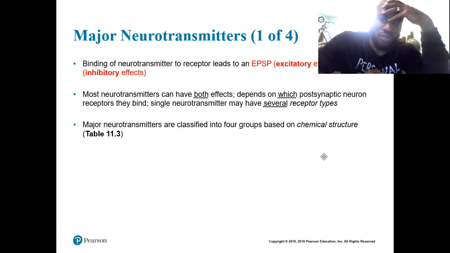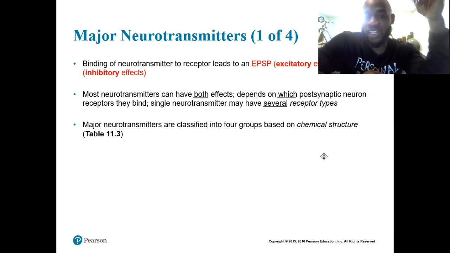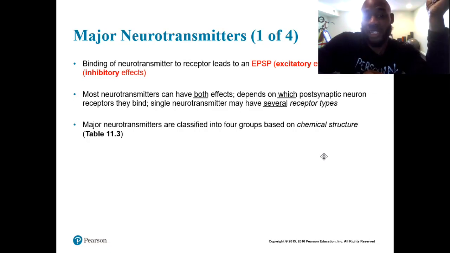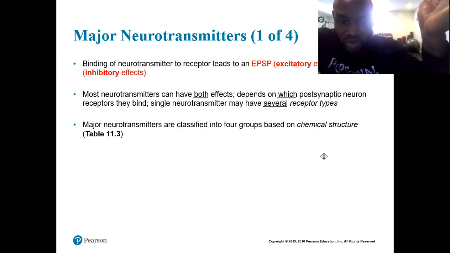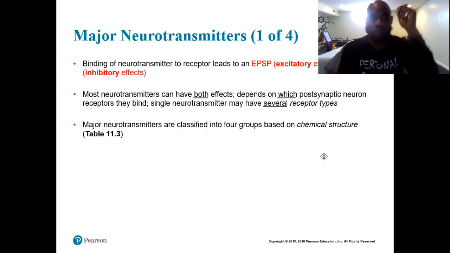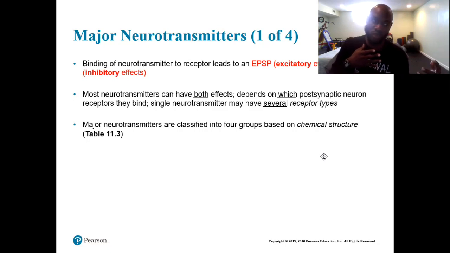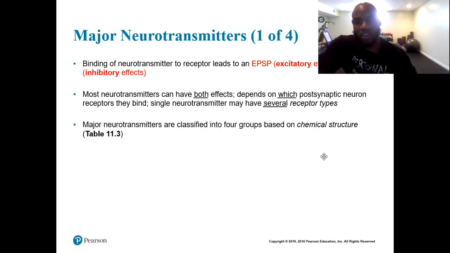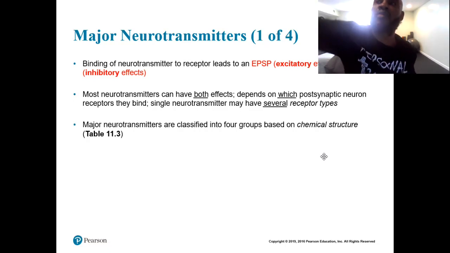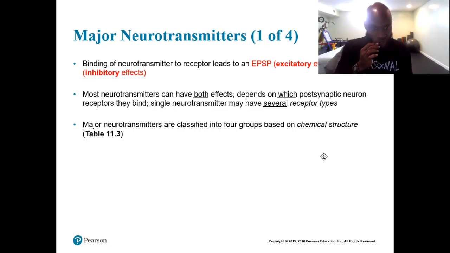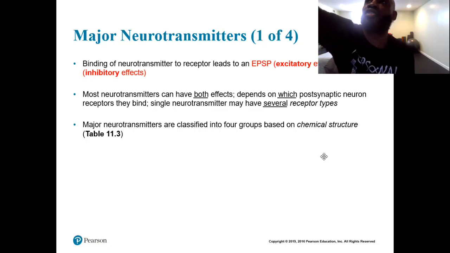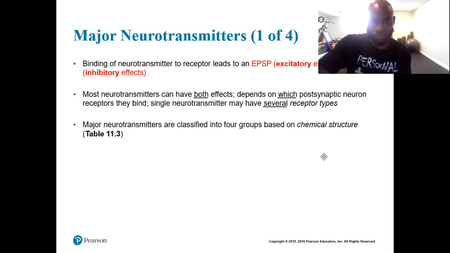Most neurotransmitters can have both effects. Depends on which postsynaptic neuron receptor they bind. A single neurotransmitter may have several receptor types, right? So a neurotransmitter can cause a signal to keep going, or a neurotransmitter can be telling a signal to stop, right? It'll make more sense when we're talking about different processes that are happening, and these different neurotransmitters and how this all works together, but you'll see.